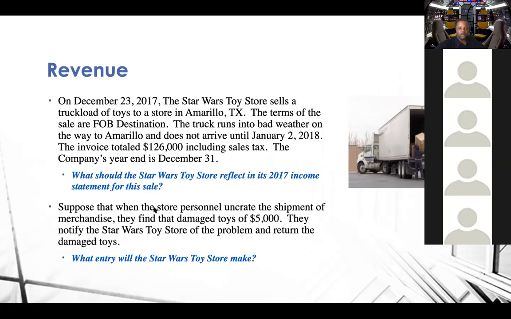Second question, suppose that when the store personnel in Amarillo, Texas, opened the shipment, they found that there were $5,000 of damaged toys, and they notified the Star Wars toy store of the problem, and then they returned the damaged toys. So what entry would the Star Wars toy store make for this transaction?